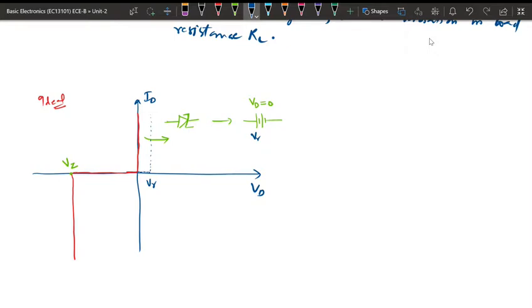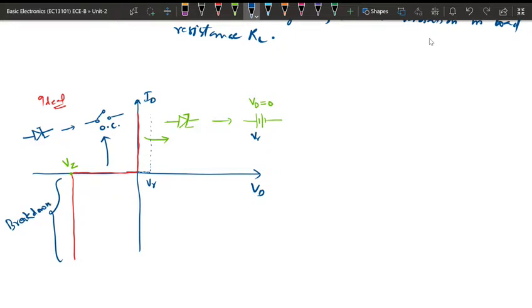In the reverse bias case, this is the region. In this region, basically this diode will be in reverse bias. Once it is in reverse bias, this diode will work as an open circuit because it is reverse biased. And this region is basically called the breakdown region.